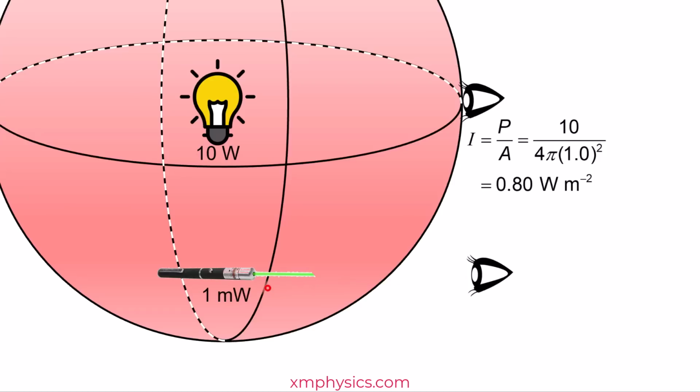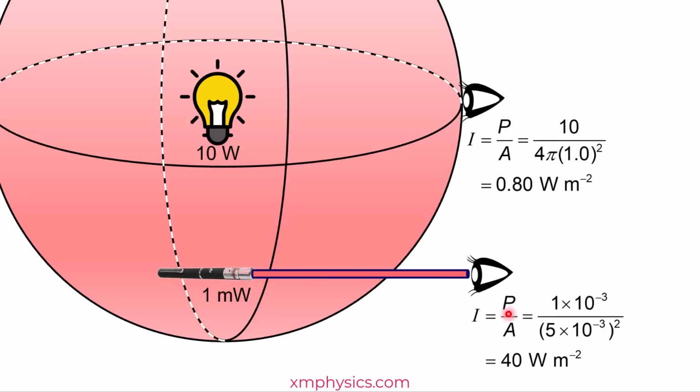As for the laser, the intensity doesn't decrease with distance, because it doesn't diverge. So whatever intensity here is the intensity here. So let's calculate the intensity at the point where it leaves the laser pointer. We have to estimate the cross-sectional area of the laser beam. I'm going to go with 5 millimeter square. That sounds reasonable. So you have 1 milliwatt divided by 5 millimeter square. And it turns out the intensity is 40 watts per meter square, much higher than what the light bulb hits you with.